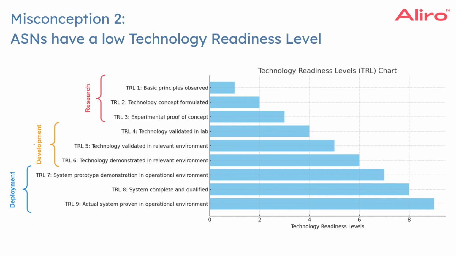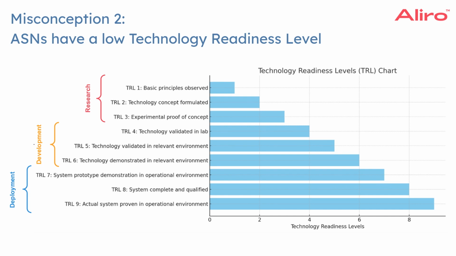TRL 5, Technology Validated in Relevant Environment. The technology is tested in a relevant environment that simulates the real-world conditions under which it will operate. This is a significant step beyond laboratory testing, with more realistic assessments of performance and limitations.